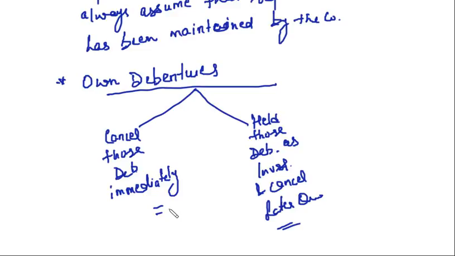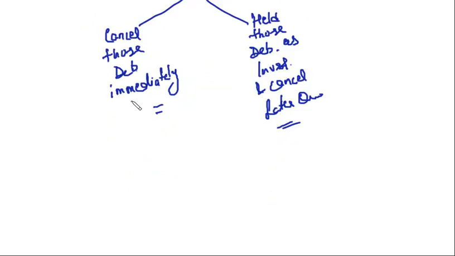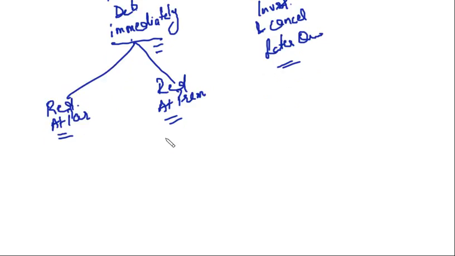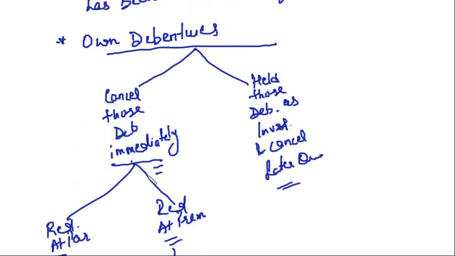There are various cases for that. If we talk about cancelling the debentures immediately, we have first two cases: redemption at par, that is, the original terms of redemption were redeemable at par, and redeemable at premium. Then how to deal with this? In these, again we have three further cases: own debentures bought equal to nominal value, bought at more than nominal value, or less than nominal value. We'll discuss all this in the next lecture. Don't worry, we are going to discuss everything in the next lecture.